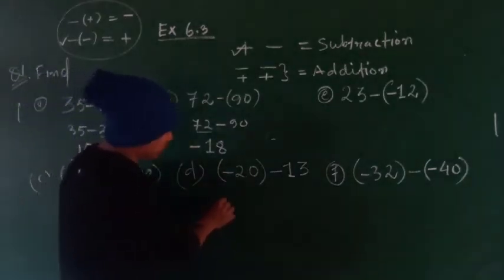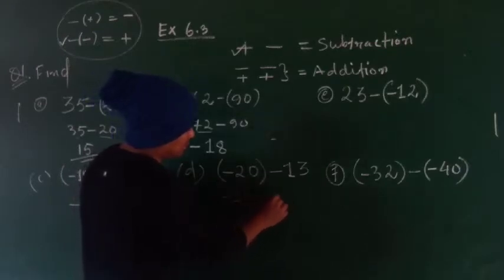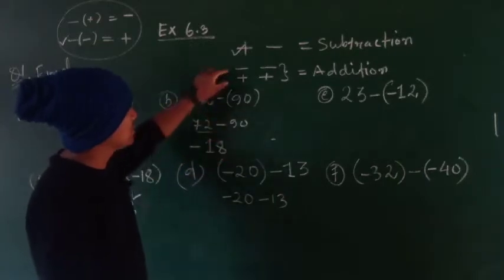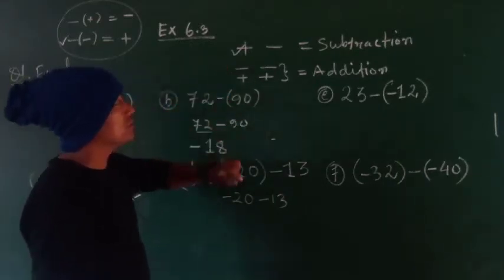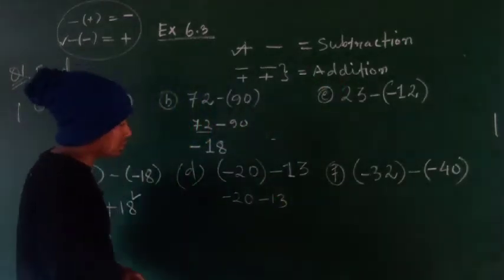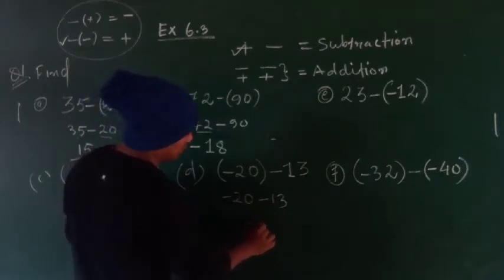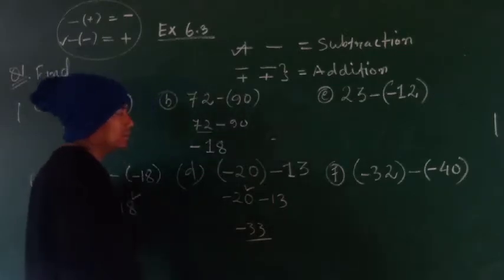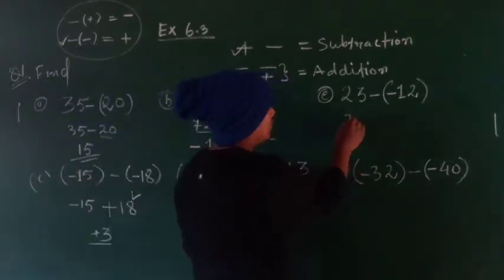this one is the same, this is minus 20, and this one is minus 13. So both are negative. So in the case when both are like signs, or both are negative, or both are positive, in both cases we do what? Addition. So addition of these numbers will result in 20 plus 13, that is 33, and the sign will be negative. That's one. So here also very simple.